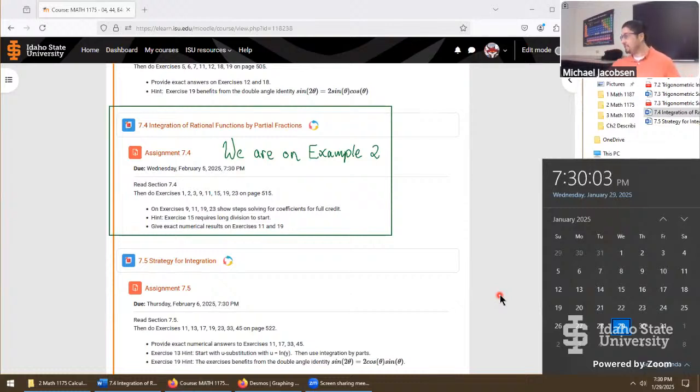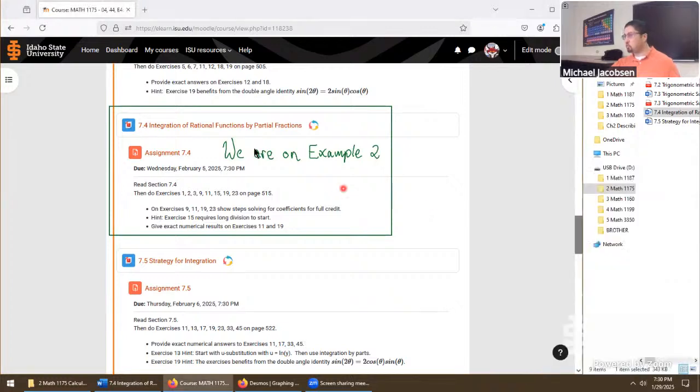Welcome back, everyone. So for today's class, we're working through section 7.4. I posted the section 7.5 notes just in case we can start a couple problems there, but I think we'll mostly be in 7.4 for today's class.